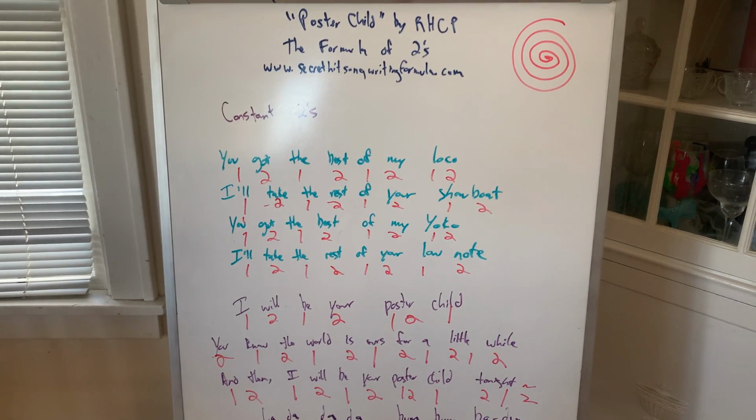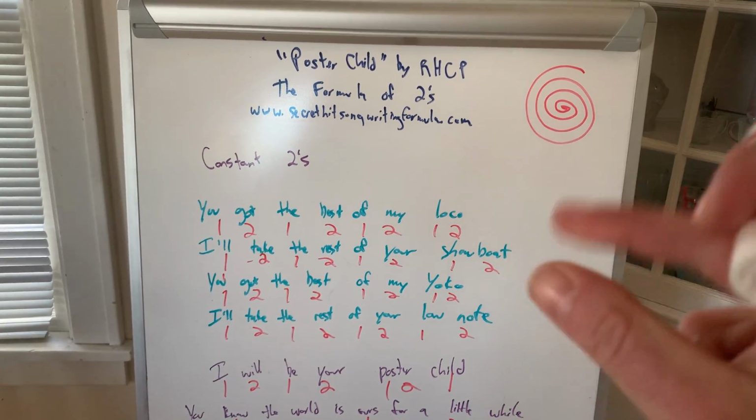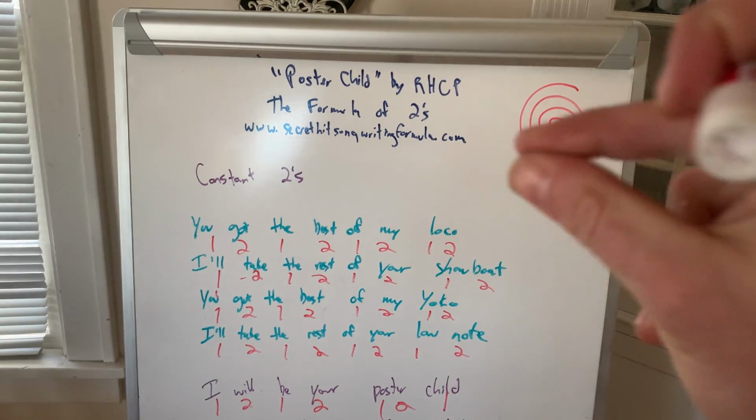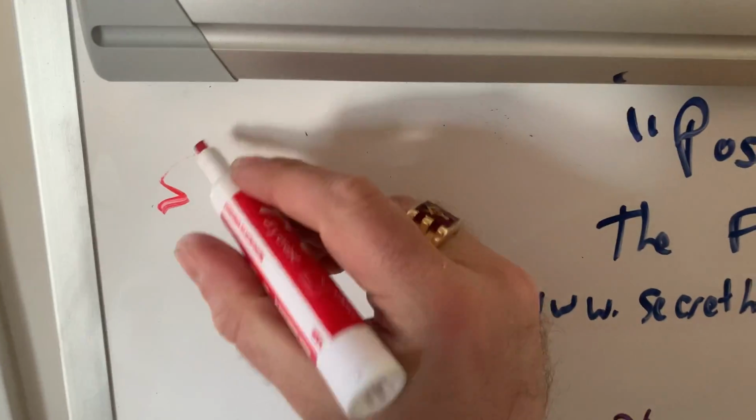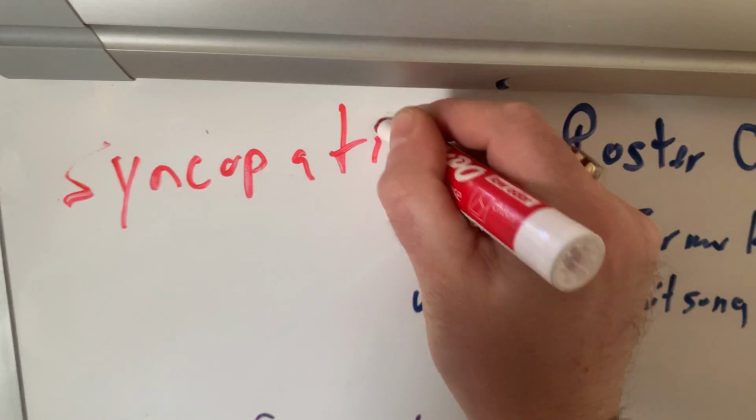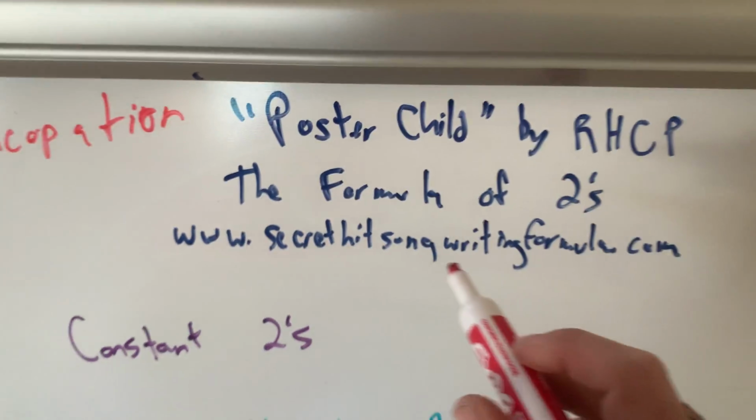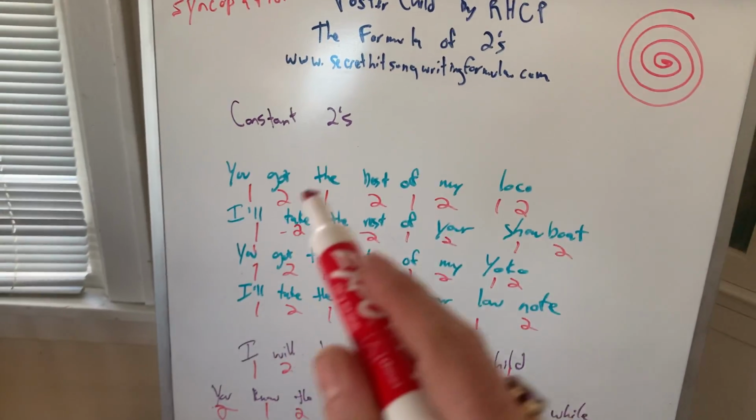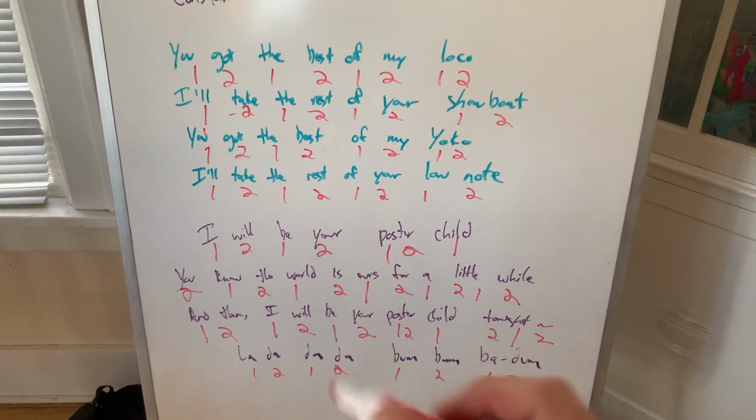So one of them is because the verse is constant twos, there is no syncopation in that section. Syncopation, okay? The essential secret of syncopation is one of the chapters in our book, The Secret Hit Songwriting Formula. So because there's no syncopation in that section, the other sections have to have syncopation.